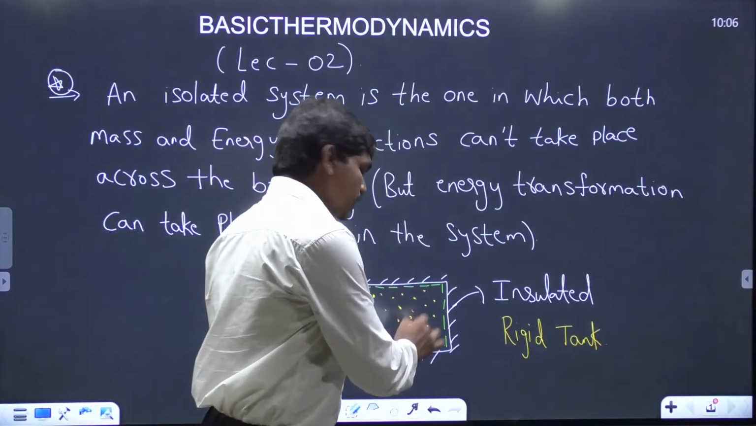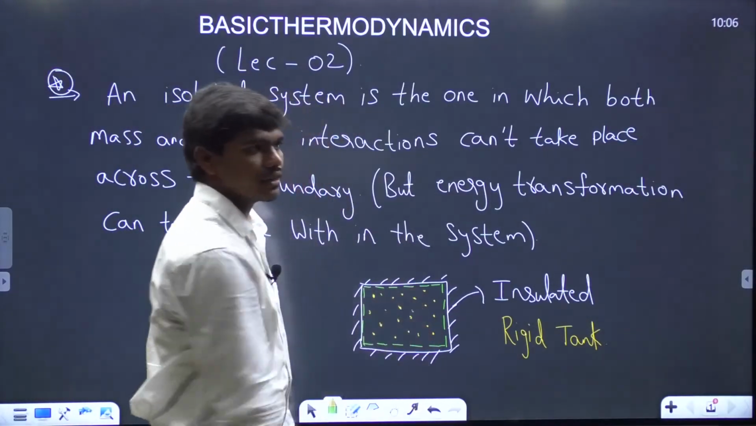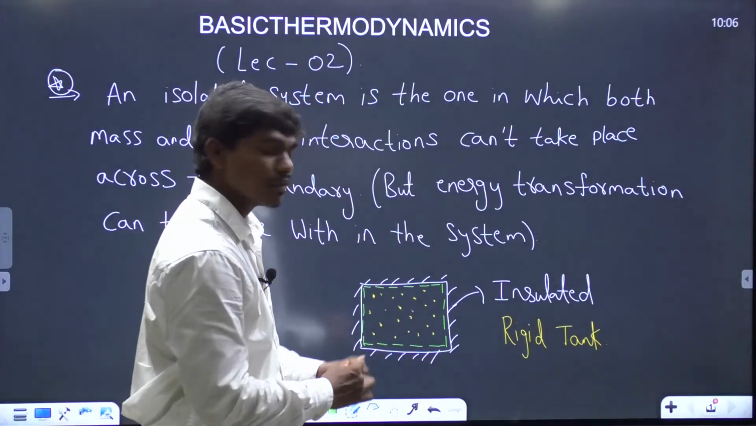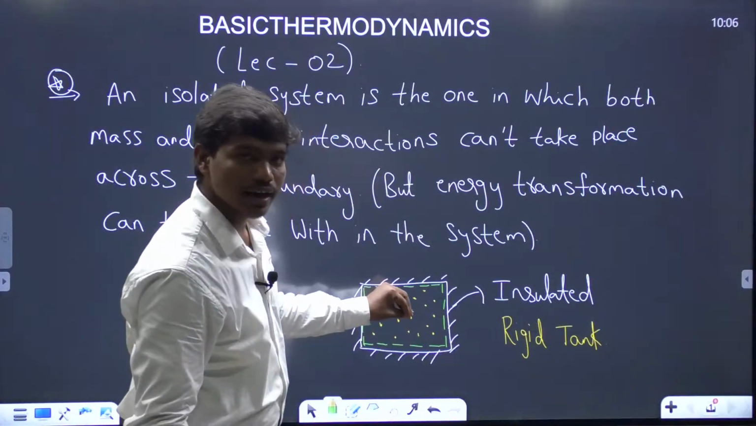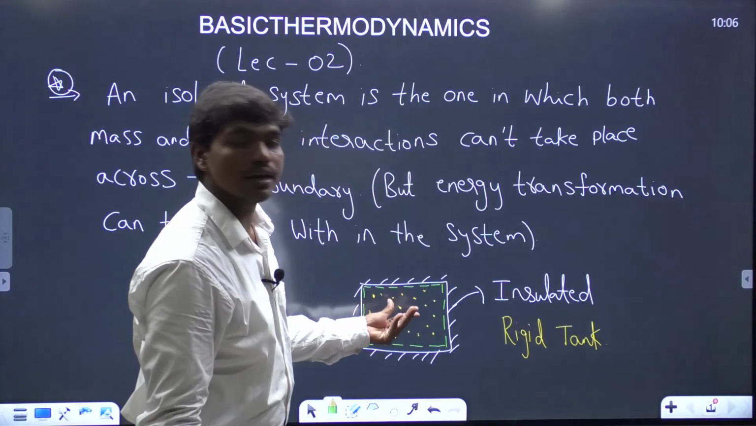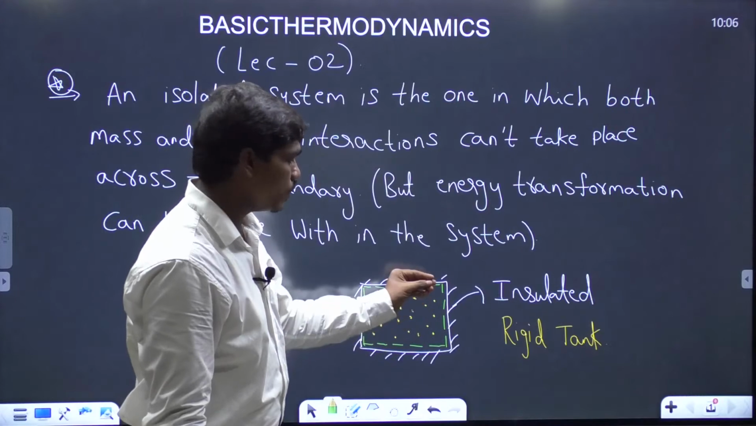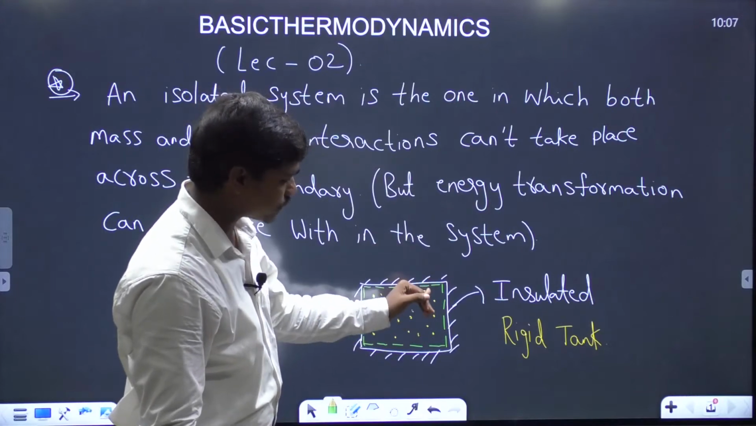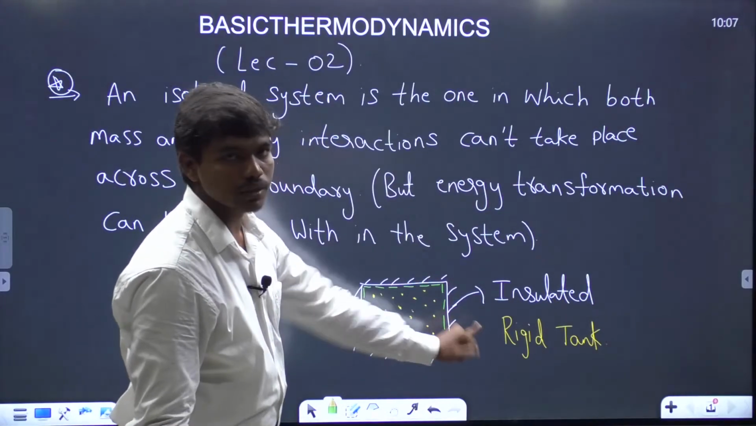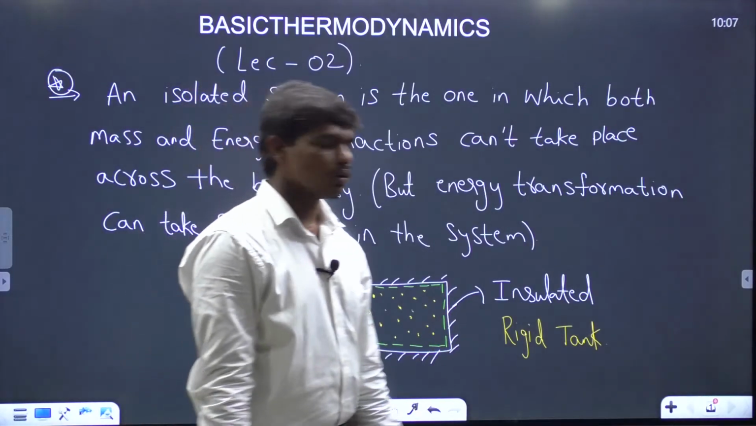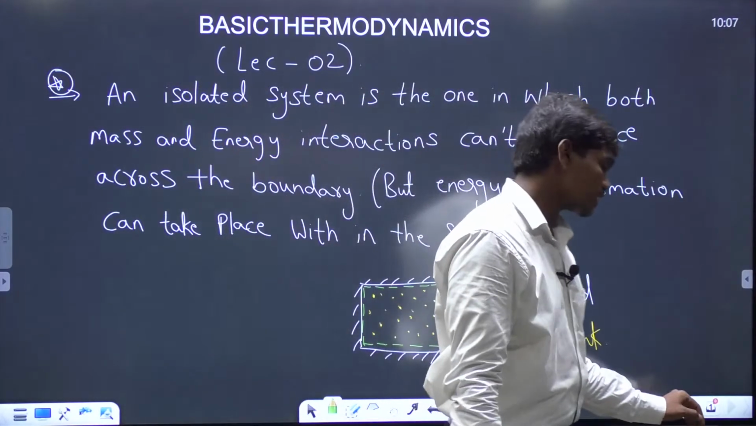Then suppose there is fuel, and this fuel is getting ignited. In such cases, the chemical energy present inside the fuel can get converted to heat energy, resulting in a rise in temperature and pressure of the elements inside the tank. But no mass or energy can transfer out of this green line, which is the boundary in this case. Okay, so this is what we saw in yesterday's class.